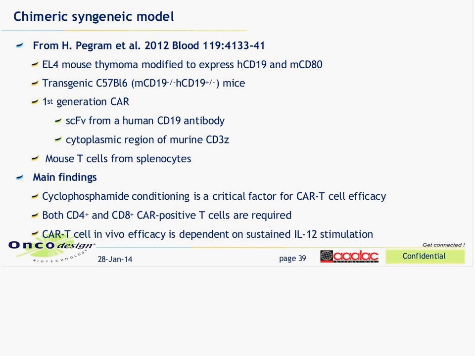They also evaluated the composition of these T cells, meaning the number of CD4 and CD8, and they have demonstrated that both types of transduced CAR T cells are required for optimal efficacy in vivo. They also have demonstrated that the efficacy in vivo is fully dependent on IL-12 stimulation.